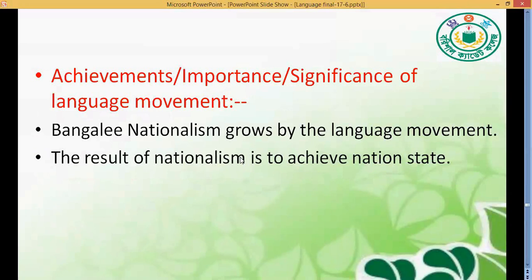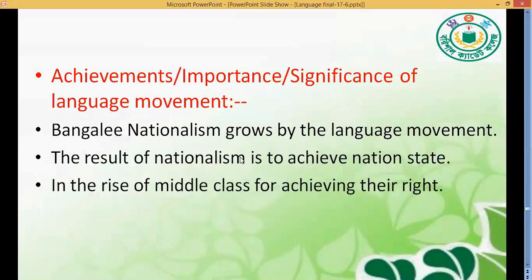Cadets, now the achievement or importance or significance of the language movement. From this movement, Bangali nationalism grows by the language movement. The result of nationalism is to achieve a nation state.